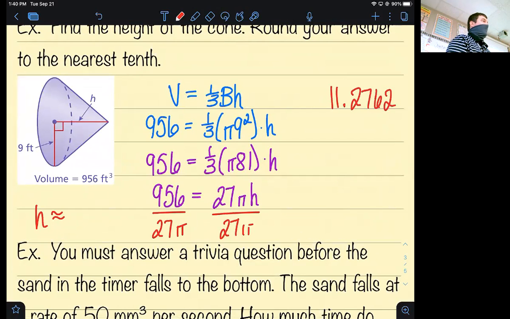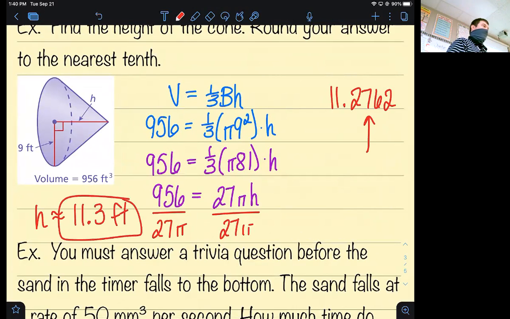If it says nearest 10th, that means I need to look right here. The 100th digit is going to tell us whether the 10th digit bumps up or stays the same. Is this closer to 11.2 or 11.3? 11.3. And what's my label going to be since I'm just finding height? Feet. Only feet. I've already got the feet right there.